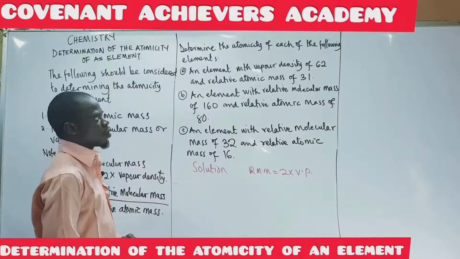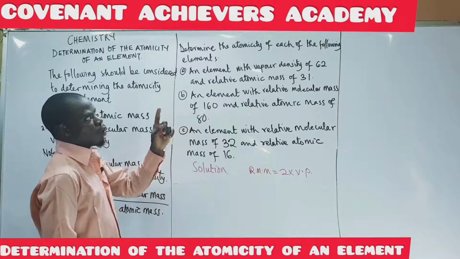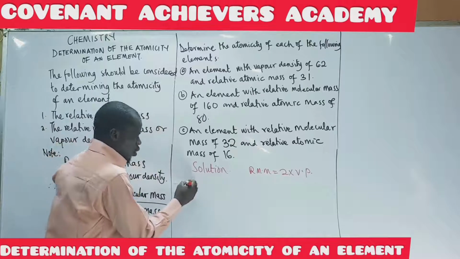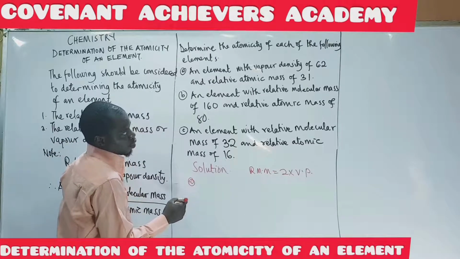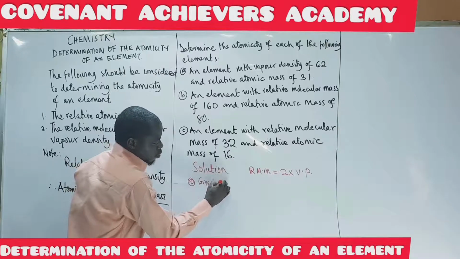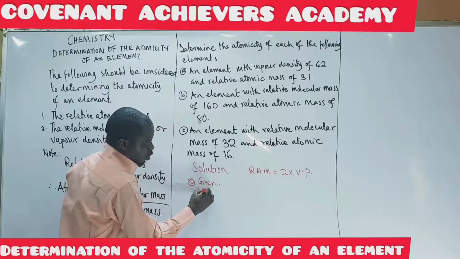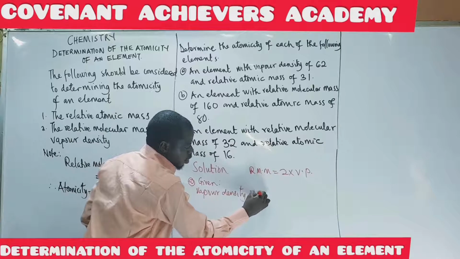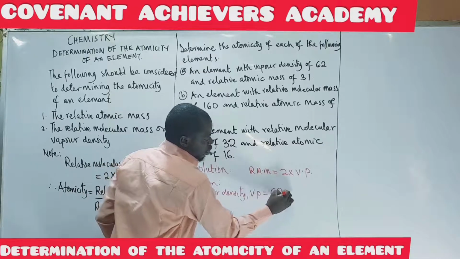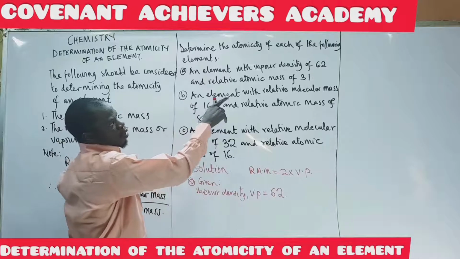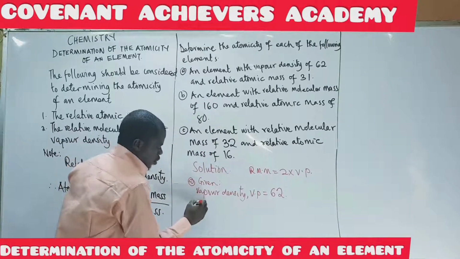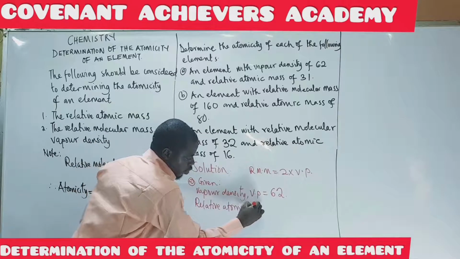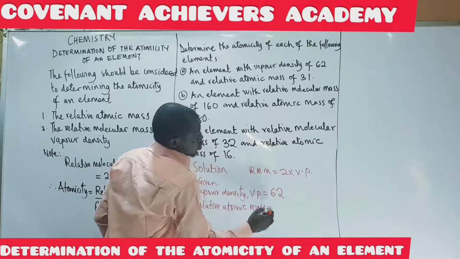So how will you now determine? We have this question to justify that. Determine the atomicity of each of the following elements. Now, the first one is an element with vapor density. Now, you can see the solution. What are we given? We are given the following: vapor density equals 62, and relative atomic mass equals 31.